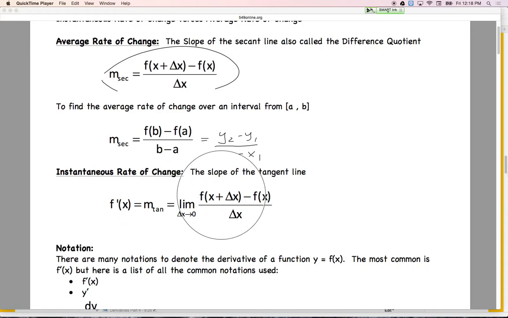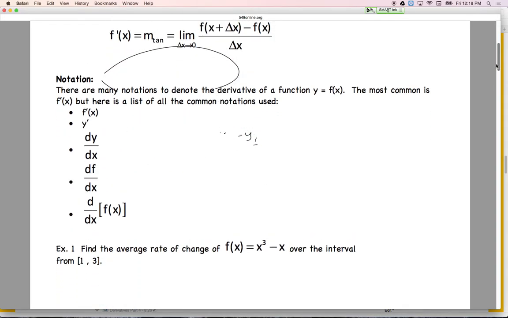Now, there are many notations, and I want to look at them before we do our example, because you're going to see them. Might as well get you familiar with them. Here are all the common notations for a derivative. There are many notations to denote the derivative of a function, which just means instantaneous rate of change, or slope. Again, this is just slope, slope of the tangent line. This is instantaneous rate of change. There are many notations to denote the derivative of a function, y equals f of x. The most common is f prime of x, but here's a list of all the common notations used, and they are all used on the AP exam.